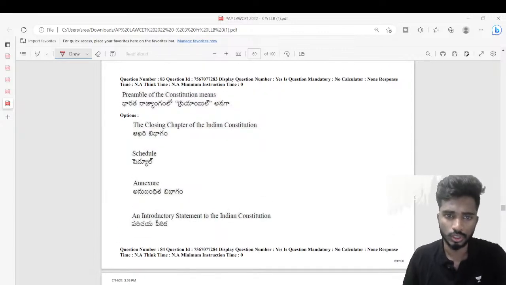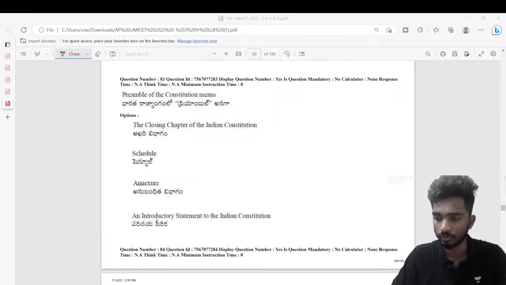Preamble of the Constitution means, in the Indian Constitution, what does preamble mean? The closing chapter of the Indian Constitution, schedule, annexure, an introductory statement to the Indian Constitution. Write it down in the chat window.